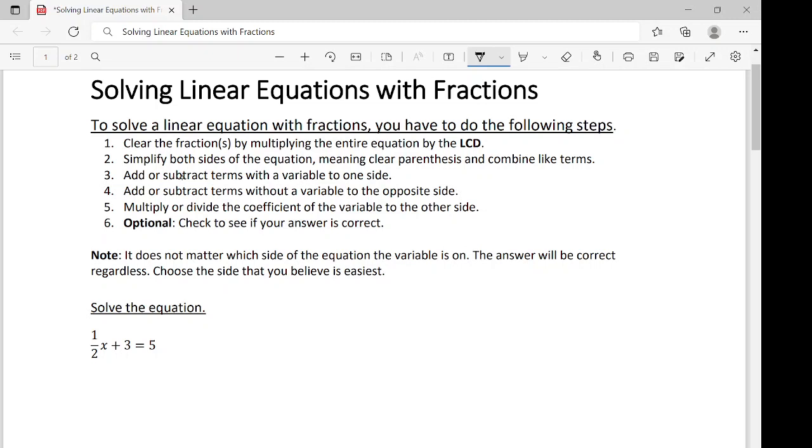Third, add or subtract the terms with a variable to one side, and then add and subtract the terms without the variable to the other side. Once you've done that, you can multiply or divide the coefficient of the variable to the other side. As always, as an optional step, you can plug your answer back into the original equation to see if it is true. You do not need to do this, but it is a way to check to see if you're correct.